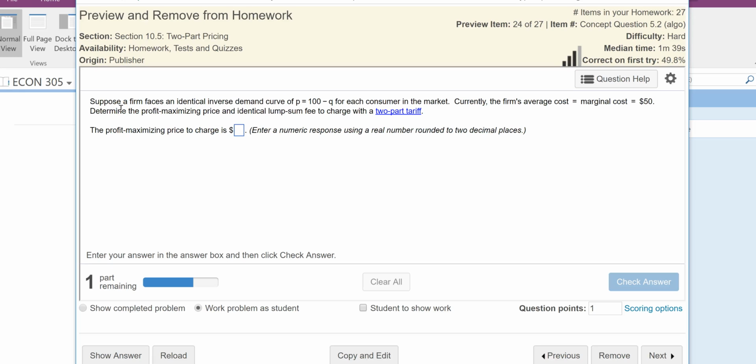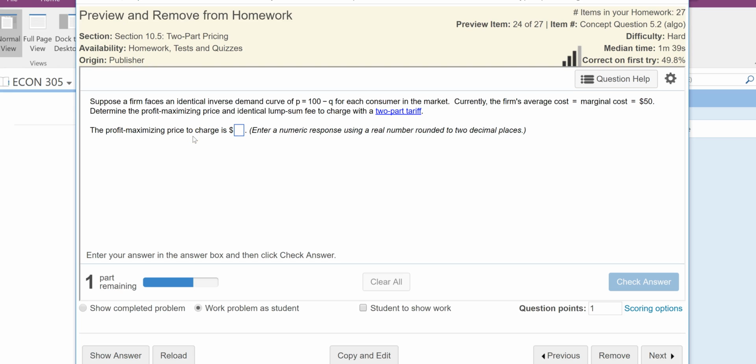So this is question number 24 of homework 11. Suppose a firm faces an identical inverse demand curve of P equals 100 minus Q for each consumer in the market. Currently, the firm's average cost equals marginal cost equals $50. Determine the profit maximizing price and identical lump sum fee to charge with the two-part tariff.